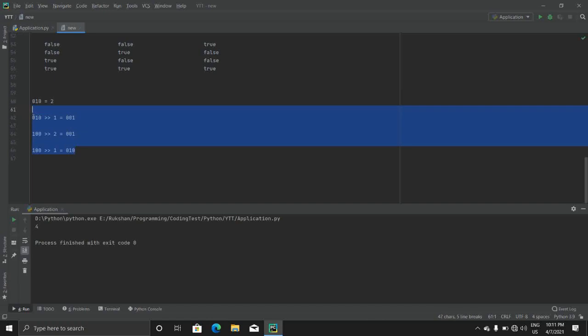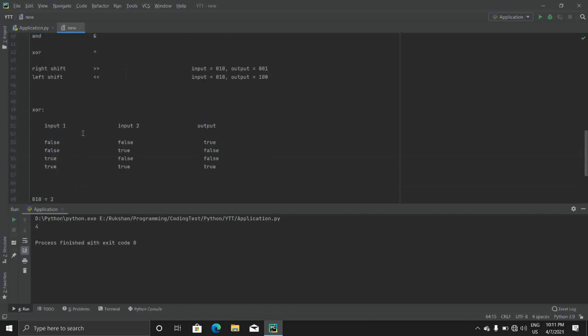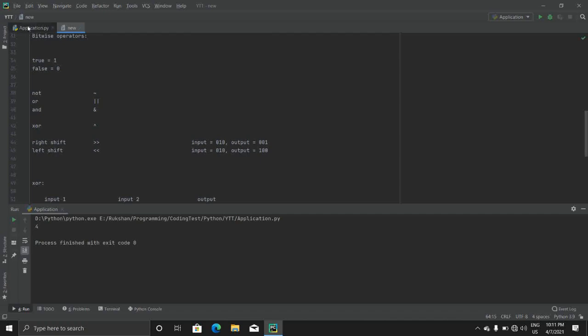And for example, let's take this number, and we need to left shift this by 1. Then this takes this true bit and moves that true bit once to the left side, then that is equal to 100. And you can see this practically using the Python language. Now let's get into Python to do some practicals on these bitwise operators.